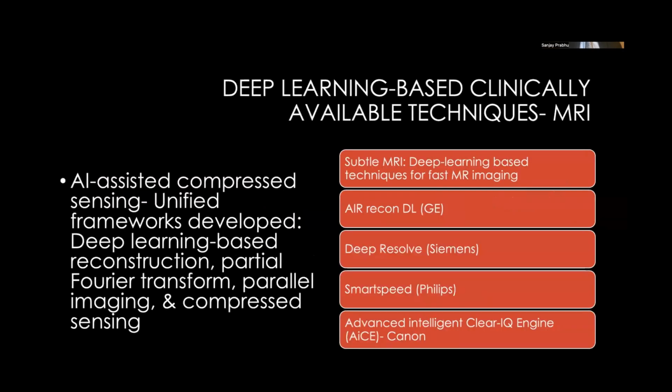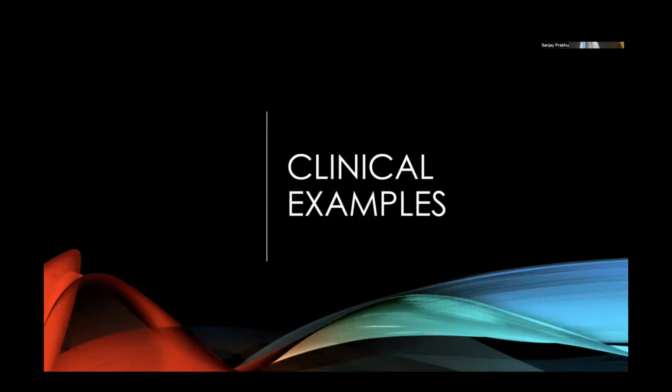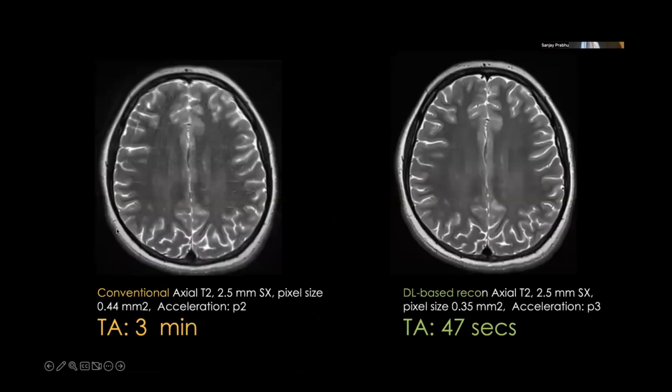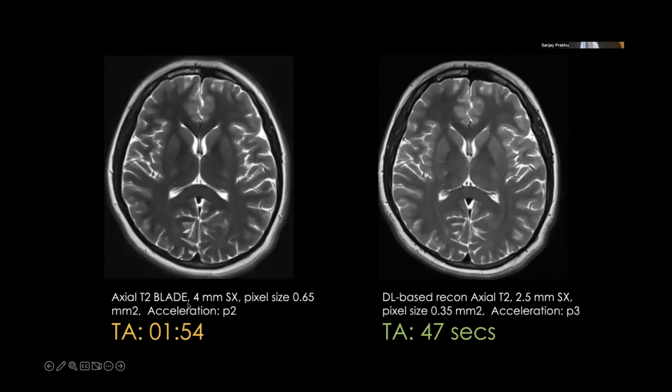There are lots of commercially available applications now on the scanners, and we use some of these in our practice. So here are some clinical examples. Here is a patient who had a conventional axial T2 acquisition time of 3 minutes, compared to an acquisition time of 47 seconds. And I would say this deep learning-based reconstruction image is better and has a pixel size of 0.35 compared to 0.44 on the first one.